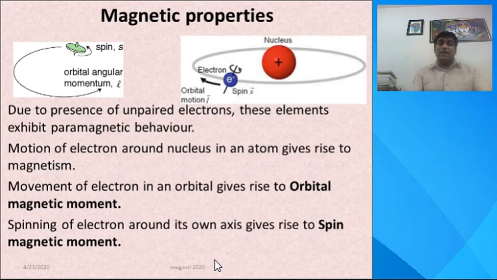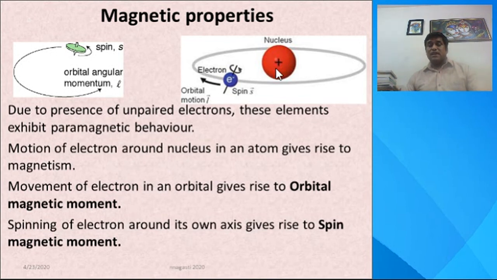Like we have seen color properties in transition metal compounds, similarly we look at magnetic properties in transition metal compounds. What is the origin of magnetism in transition metal compounds? It is due to the presence of unpaired electrons. These elements exhibit magnetic character. And where does this magnetism come from in these transition elements? The answer is that the motion of electrons in an element is responsible for magnetism in that element.